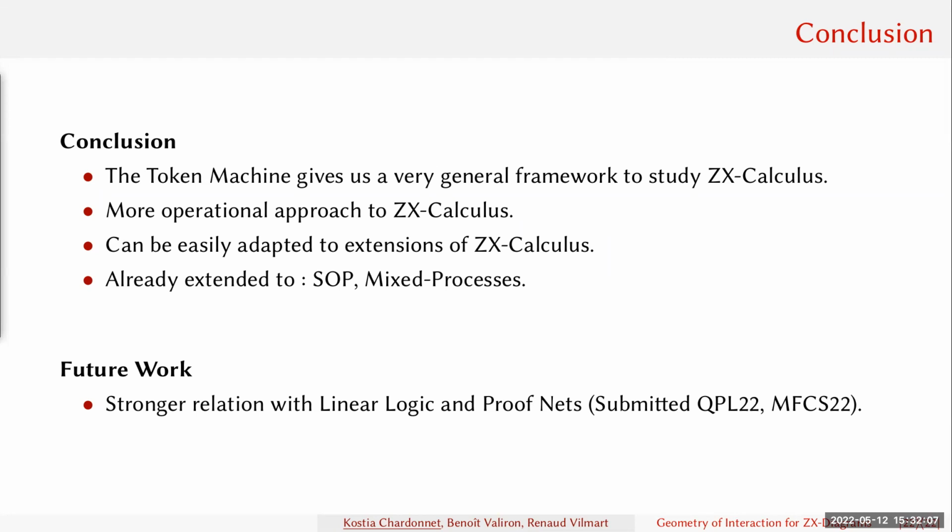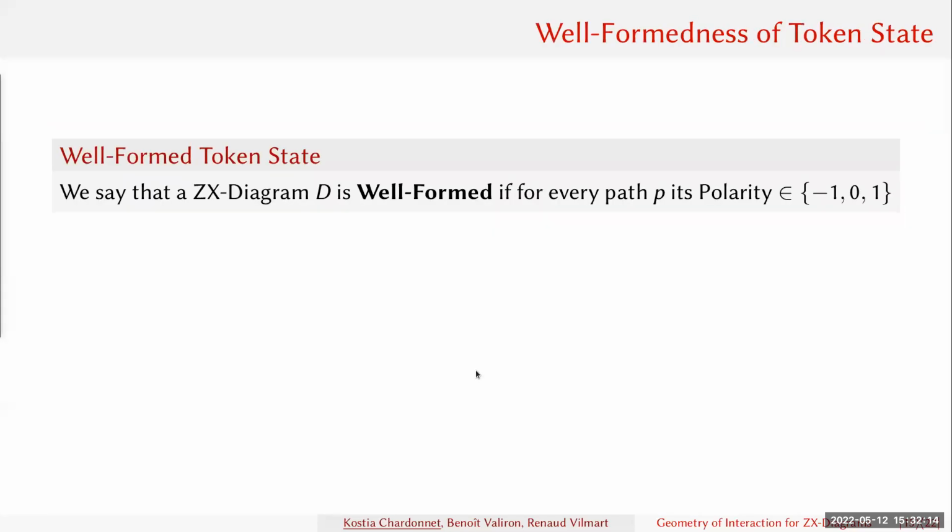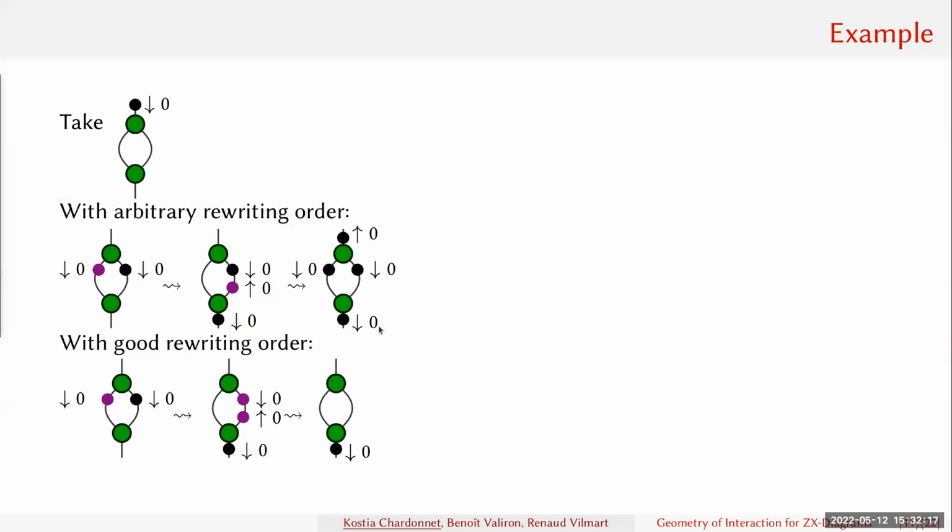So I've got a couple of questions. In the example you had of going into an infinite loop in the evaluation, I didn't quite catch what went wrong. I assume, from what you explained afterwards, there was some way in which people weren't obeying the rules. So if you take the diagram in the middle, with the arbitrary rewriting order, and look at the cycle, then the polarity will be 0, basically.